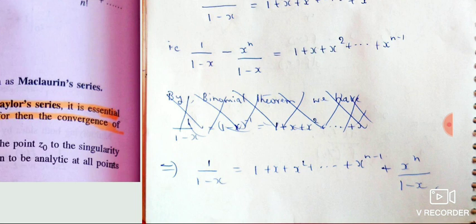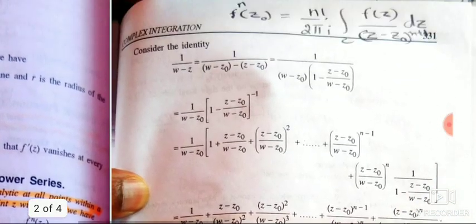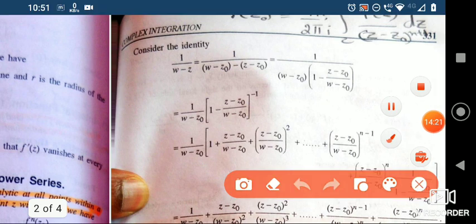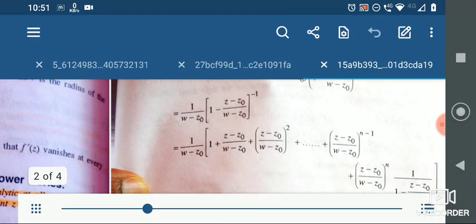So if you compare this, that is 1 by 1 minus x, what will be x here? That will be the question. So here x will be different. If you see this equation, it will match, and this will be the x which was there here. So that is 1 by 1 minus x, where x is z minus z0 divided by w minus z0. So I use that formula here.